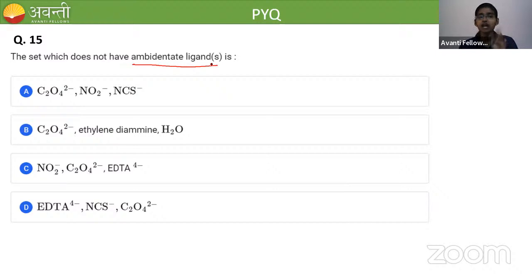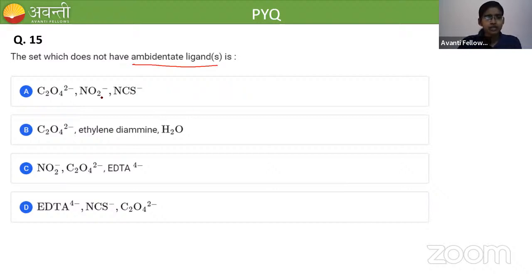Okay, but they will have two different donor sites. Like in case of linkage isomerism, we have seen an example, right? NO2 and ONO. In the first case, nitrogen was acting as a donor site. And in the second complex, oxygen is acting as a donor site. So those are ambidentate ligands. So you have to check for the ambidentate ligand. An ambidentate ligand should not be present in your set. You have to find that kind of set which does not have an ambidentate.